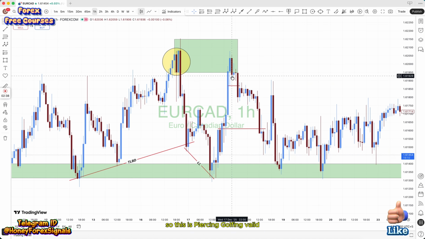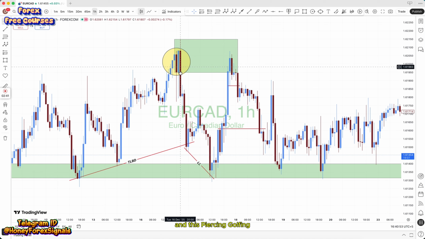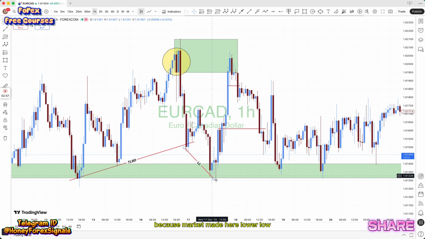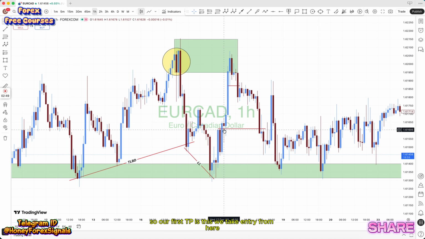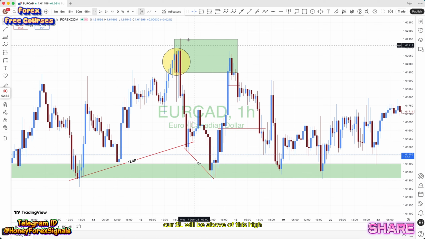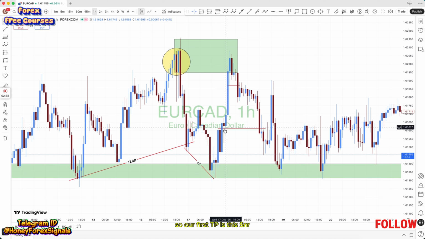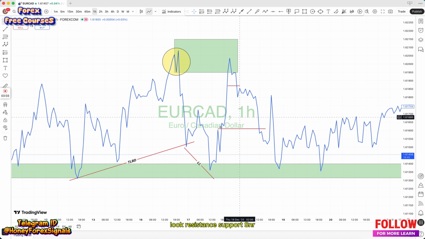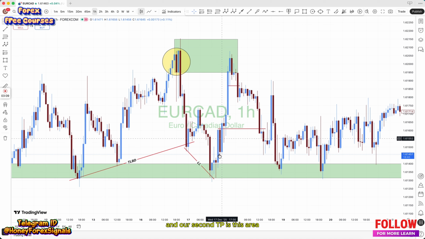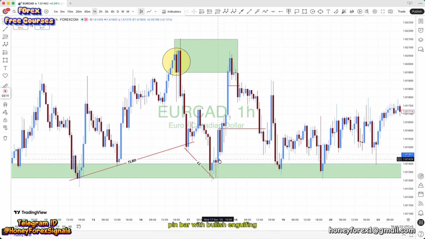So this is piercing engulfing valid. And this piercing engulfing and supply zone valid because the market made a lower low here. So our first TP is this, we take entry from here. SL will be above this high. So our first TP is this SNR. Look, resistance support SNR. And our second TP is this area. Pin bar with bullish engulfing. So TP here, now we look at another.